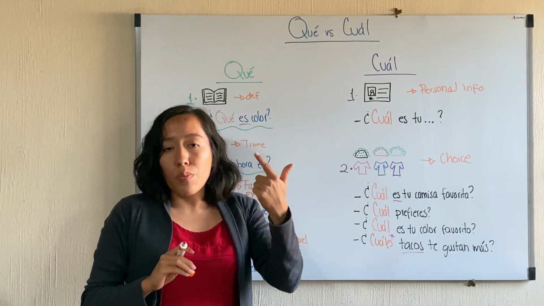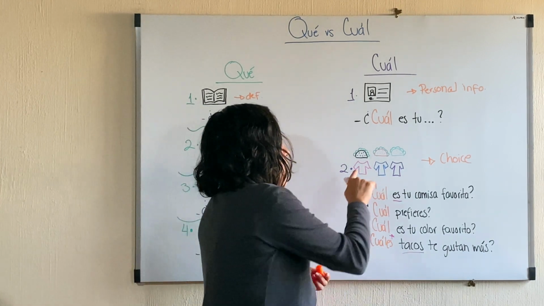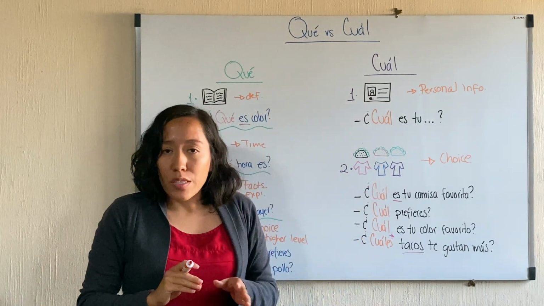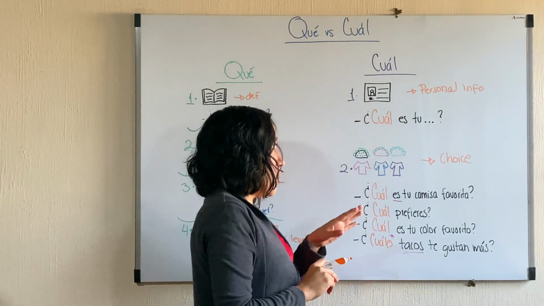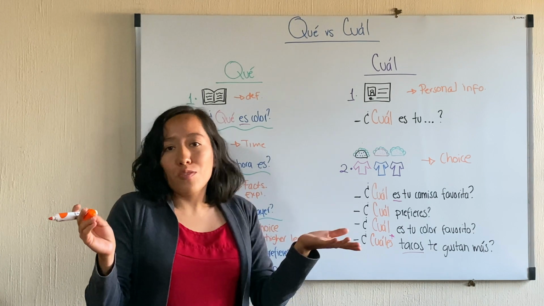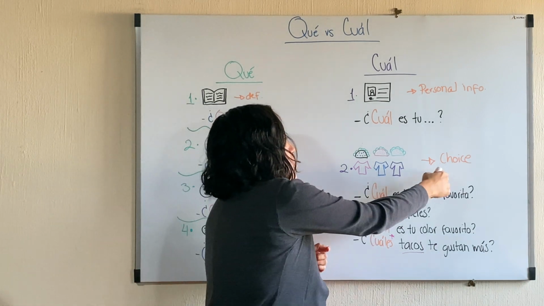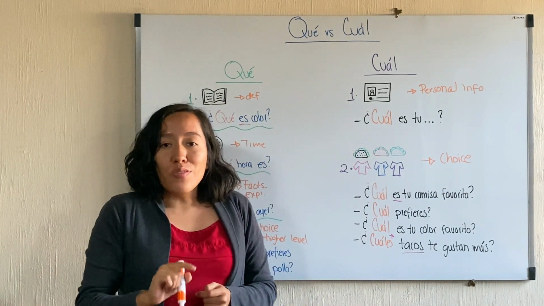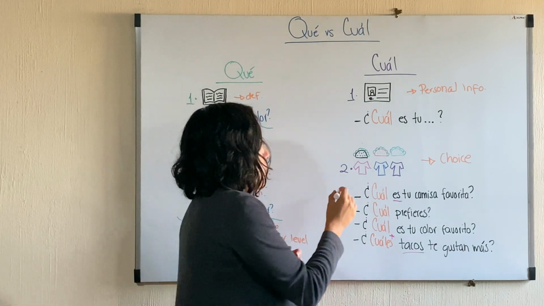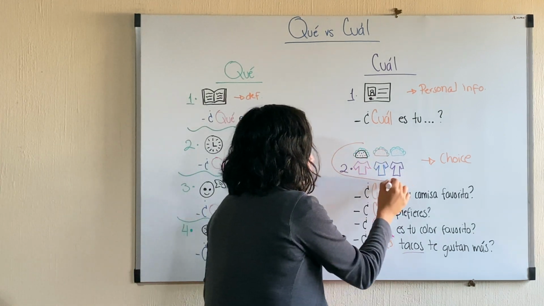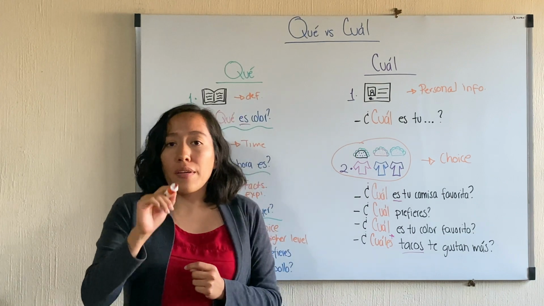A pink one, a blue one, and a purple one. And I also have different types of tacos. And don't worry, tacos in Mexico are not blue. It's just to make a point. So when I'm using cuál, I'm asking you to choose between options that belong to the same category.